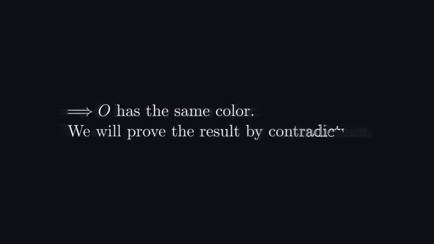A, B, C are noncollinear and the same color. O equals the circumcenter of ABC. O has the same color. We will prove the result by contradiction.